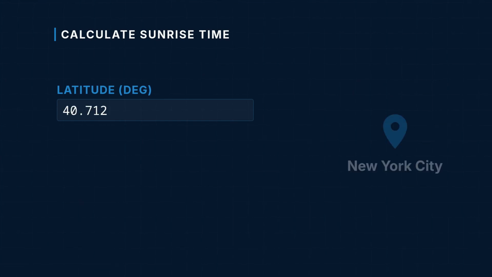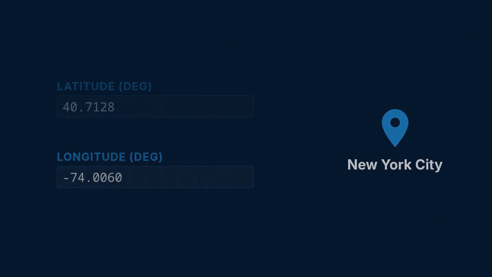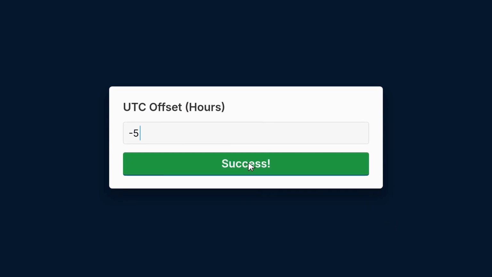Next, enter your latitude in degrees. I'm using 40.7128 for New York City. Then input your longitude in degrees. That's -74.0060. Finally, specify your UTC offset in hours, -5 for Eastern Standard Time. Click Calculate Solar Times to generate your results.